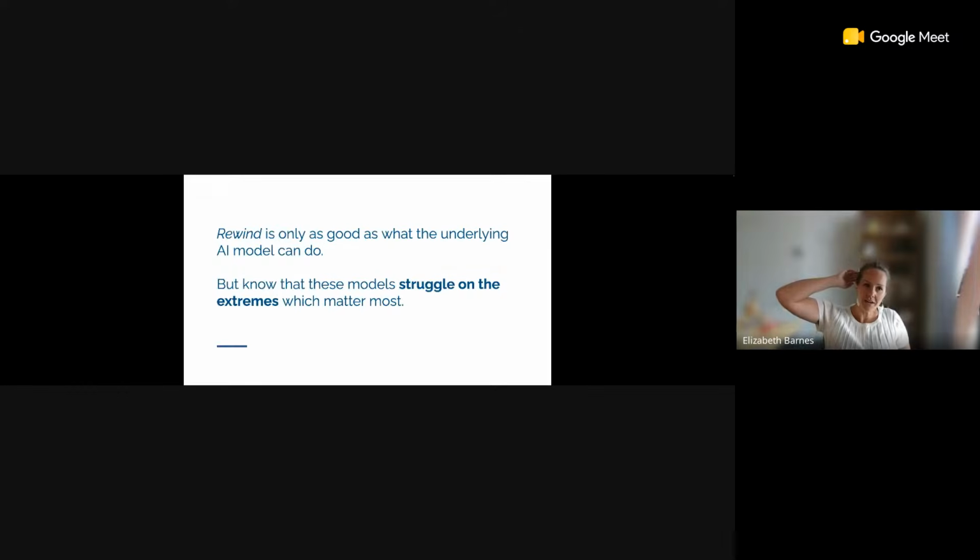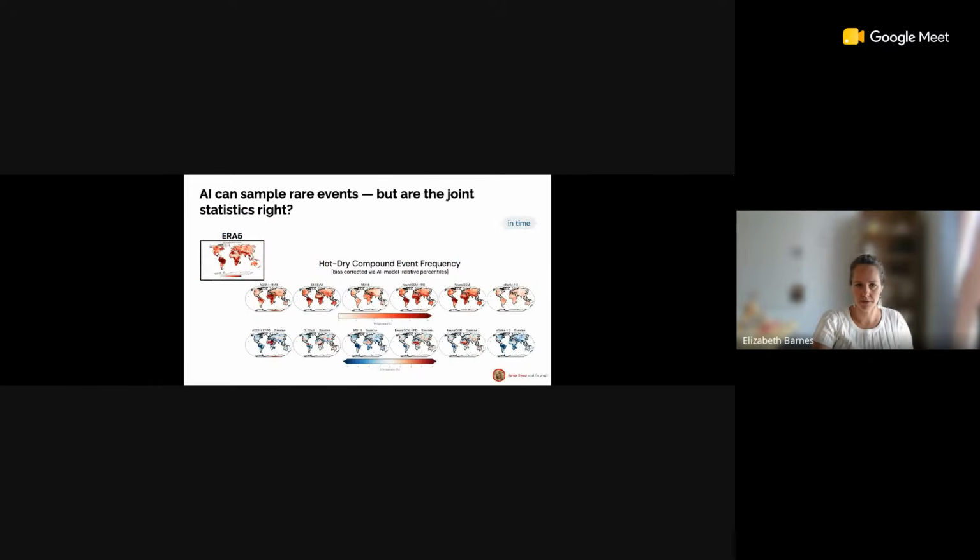So we call this rewind, and rewind is only as good as what the underlying AI model can do. But I do want to point out, we know that these models do struggle on the extremes, which ultimately often matter most. So I'd like to talk a bit about some of those issues.